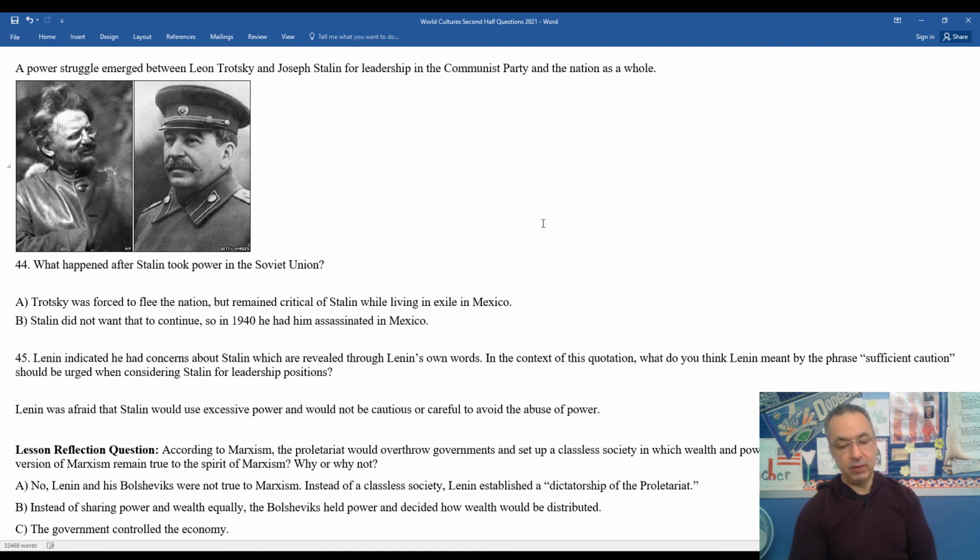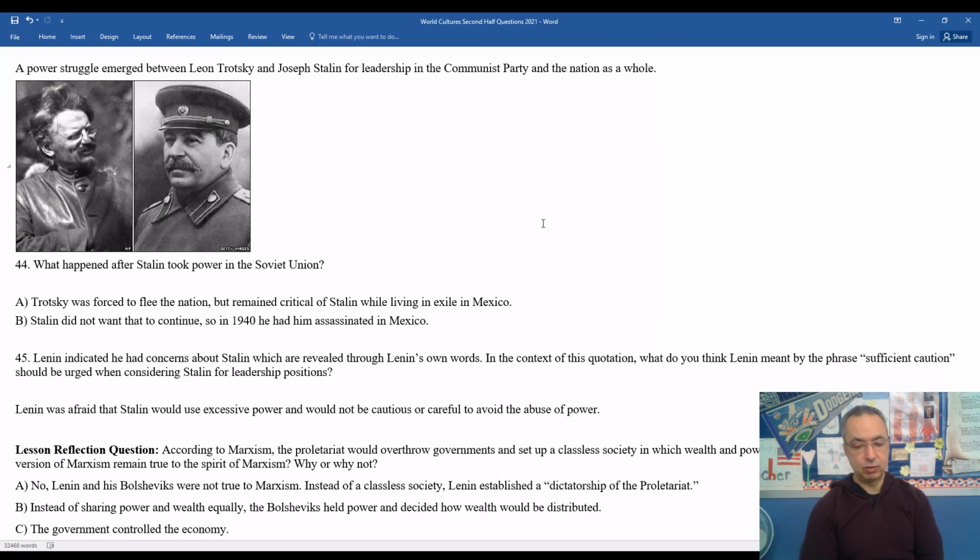And finally, the lesson reflection: according to Marxism, the proletariat would overthrow the government and set up a classless society in which the wealth and power would be equally shared. Did Lenin's version of Marxism remain true to the spirit of Marxism? Why or why not? No.